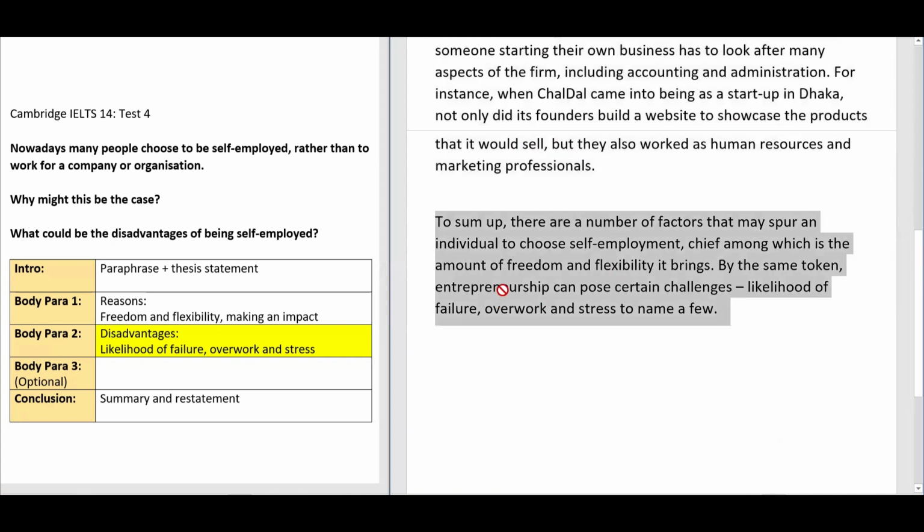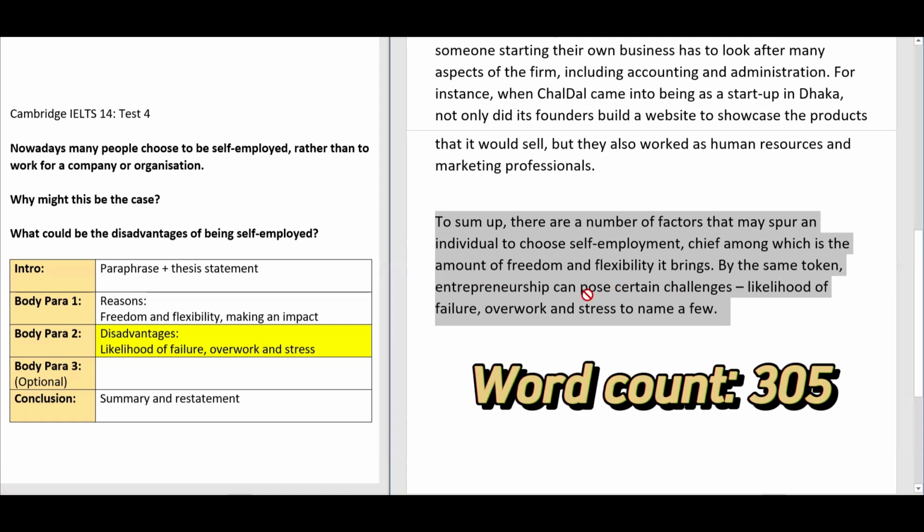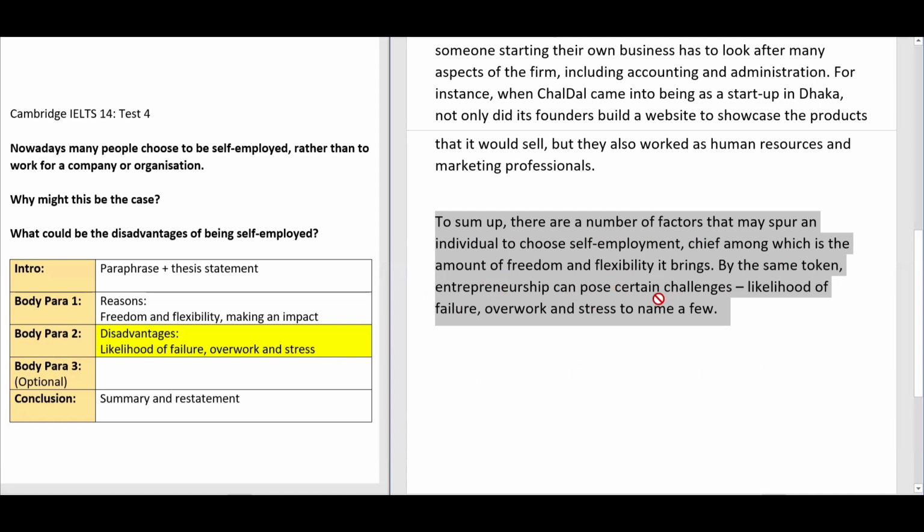Finally, our conclusion. The conclusion is very important. Please make sure not to leave it out. To sum up, there are a number of factors that may spur an individual to choose self-employment, chief among which is the amount of freedom and flexibility it brings. By the same token, entrepreneurship can pose certain challenges, likelihood of failure, overwork, and stress, to name a few.